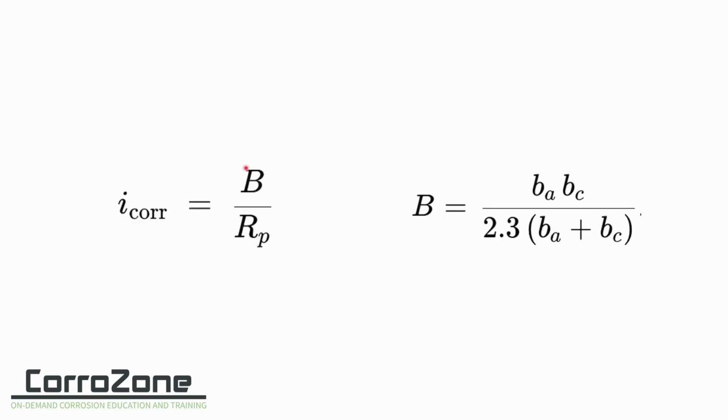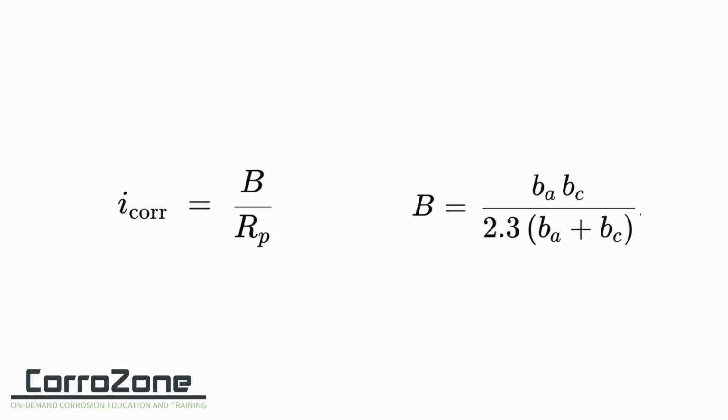B in this expression is the Stern-Geary coefficient, given by this equation. Here, Ba and Bc are the anodic and cathodic Tafel coefficients, respectively. So, let's explore where this expression comes from and how we can use it to estimate the corrosion rate non-destructively.